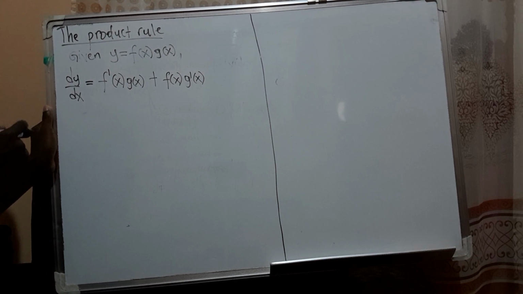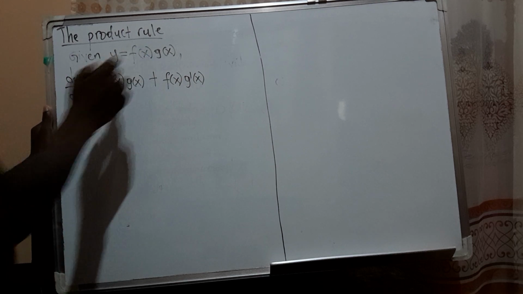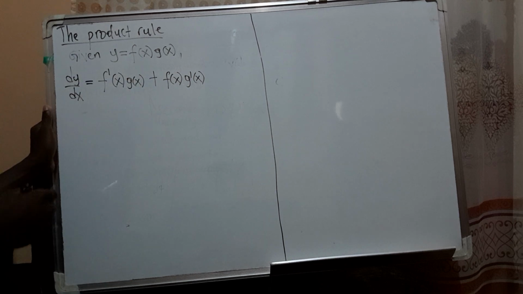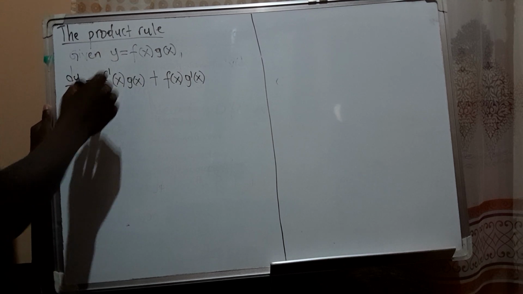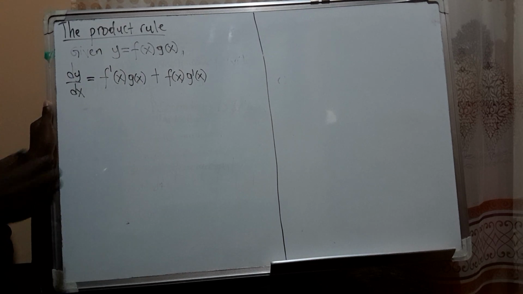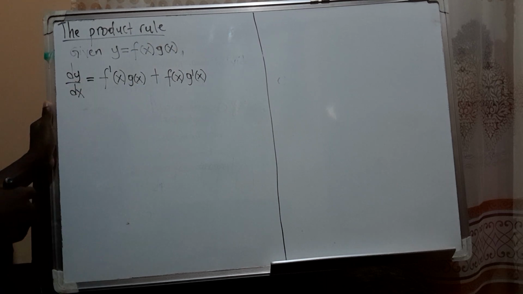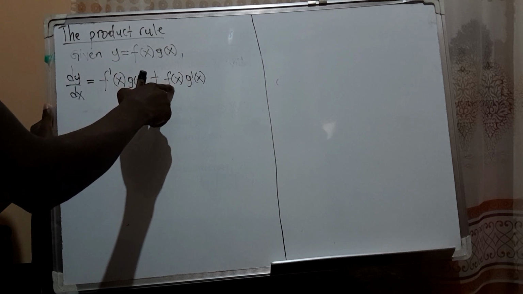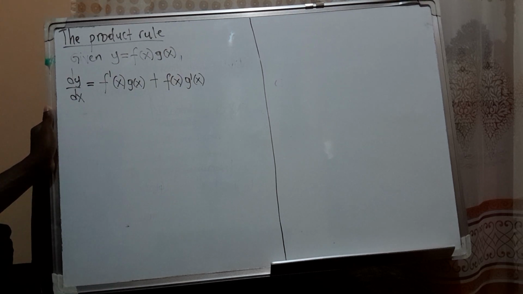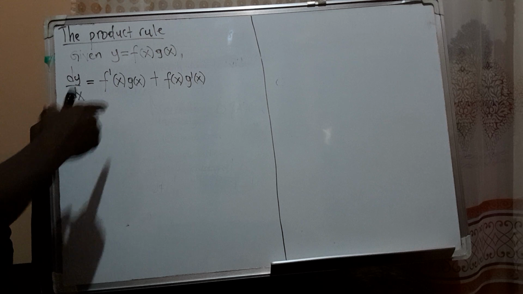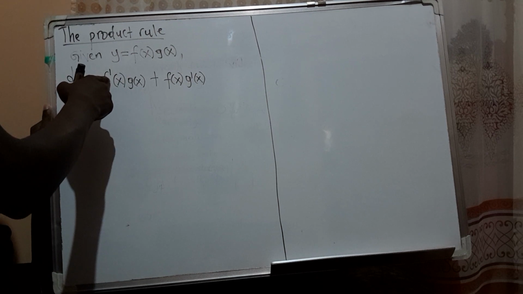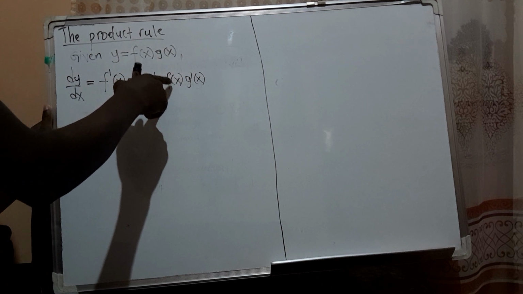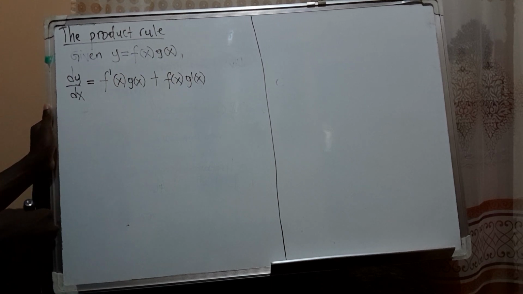So the interpretation of this algorithm is that given a product of two functions, you first differentiate the first function, which I'm quoting as the derivative of f(x), maintain the second function, then plus you maintain now the first function, differentiate the second function. So you differentiate one function, maintain the other one, plus maintain the first one, differentiate the other one.